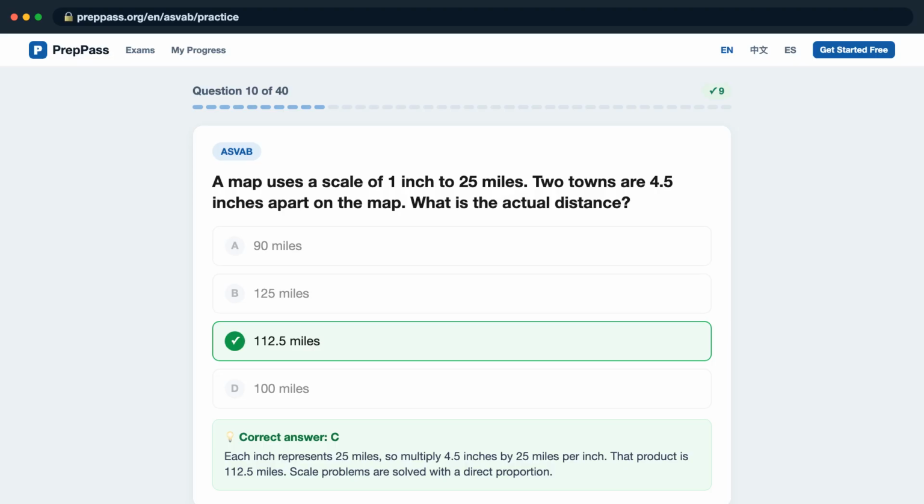Each inch represents 25 miles, so multiply 4.5 inches by 25 miles per inch. That product is 112.5 miles. Scale problems are solved with a direct proportion.